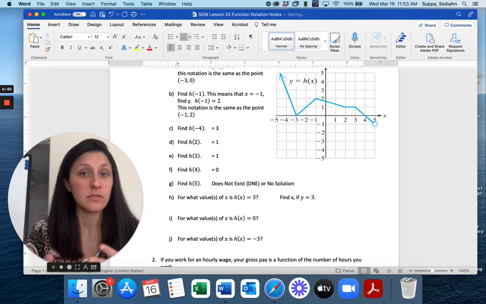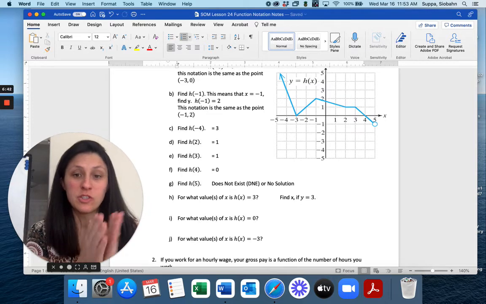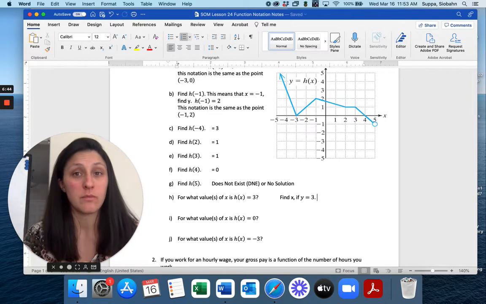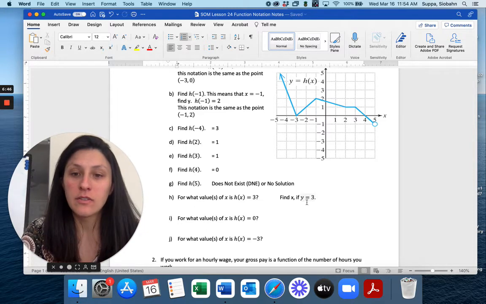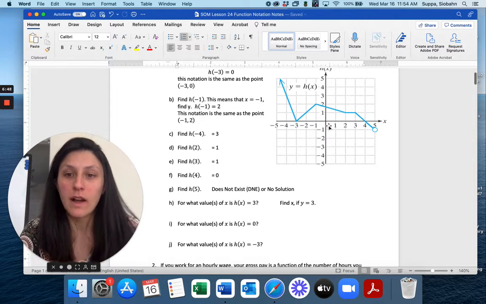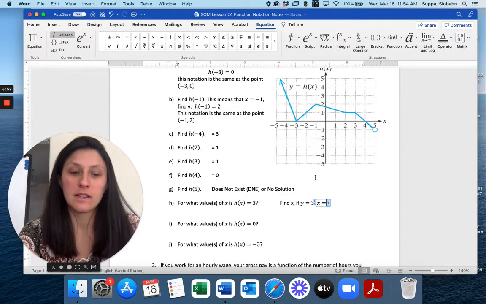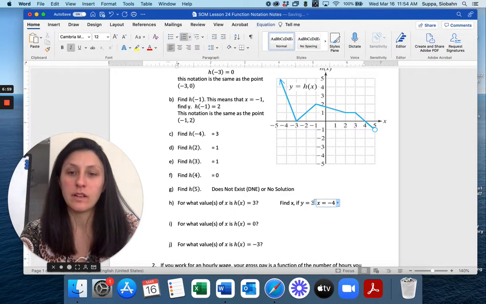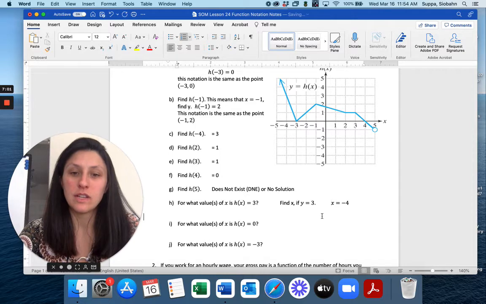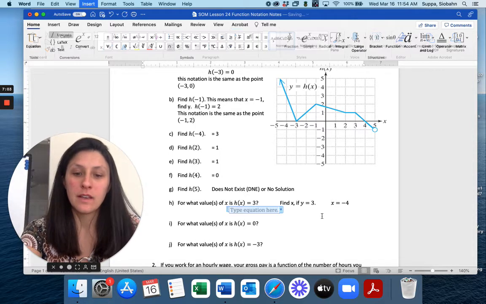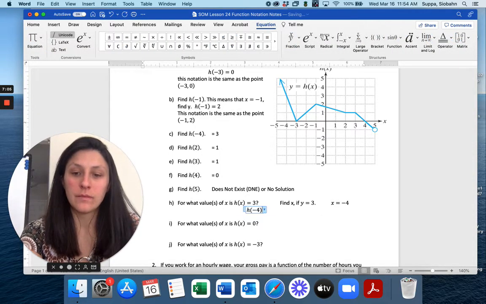Again, you're looking for a coordinate point, and the answer would just be the x value of that coordinate point. So let's go find the point on this function where y is 3. So I'm going to come up the vertical axis now. Here's where y is 3, and the x answer there is -4. So we're going to put here x equals -4, and if you wanted to write that using function notation, you could say h of -4 equals 3.